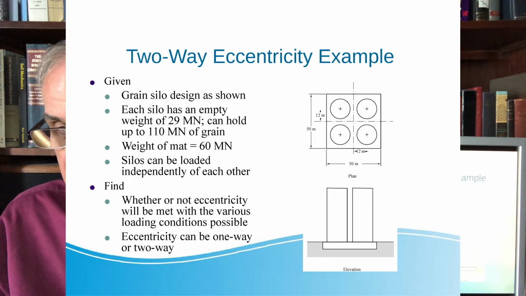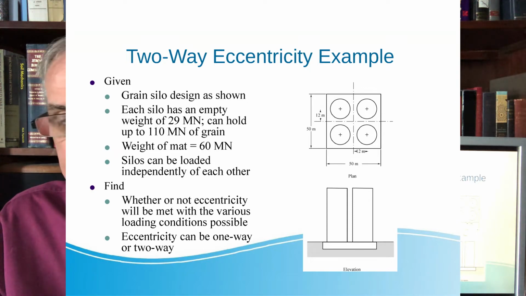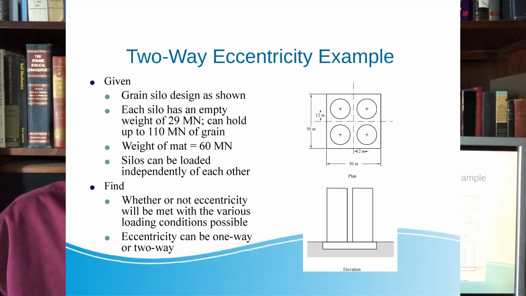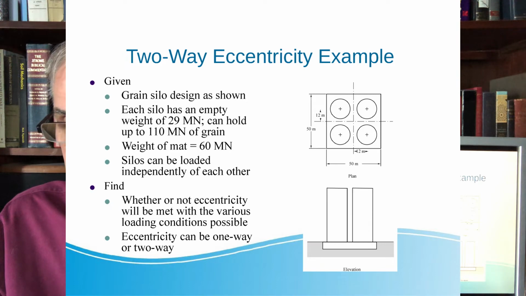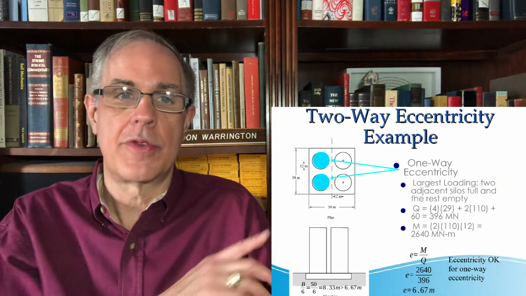As an example, we have a grain silo design. There's four of them. Each silo has an empty weight of 29 meganewtons. They can hold up to 110 meganewtons of grain. The weight of the mat is 60 meganewtons. The silos can be loaded independently of each other, in other words, you can load them in any combination. Whether or not the eccentricity will be met with the various loading combinations possible, and eccentricity can be one or two ways. So, let's start with loading two on one side.